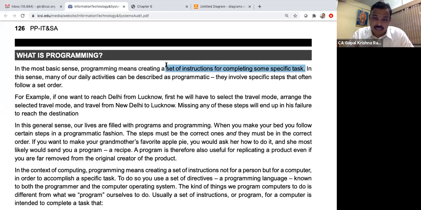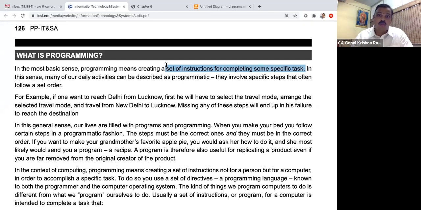So a set of instruction alone is not the key here. Set of instruction for completing result-oriented, task result-oriented set of instructions. So I will give 3 points. One is set of instruction. It should be task-oriented and the task should be completed. So what is the task? For that you have an instruction and it should be completed.